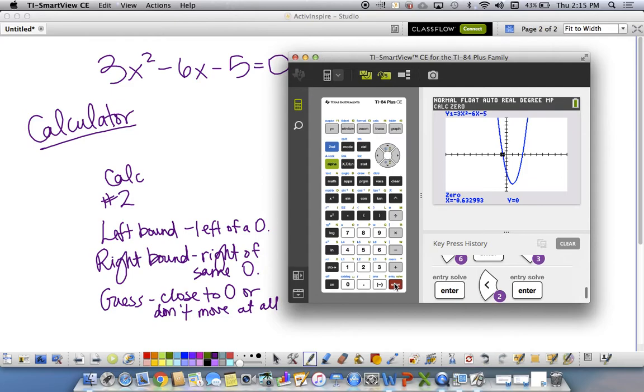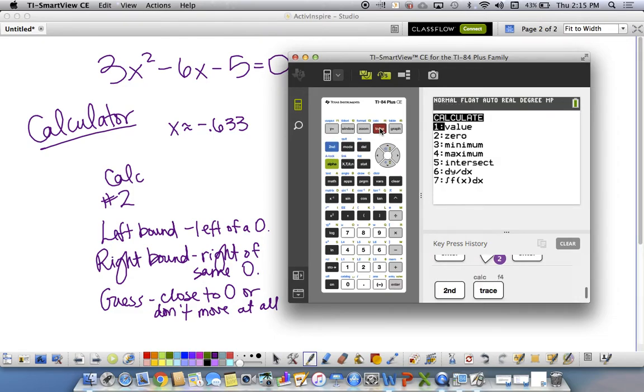Now your y value should be 0, correct? Your x value is what we're looking for. So at this point, my x is approximately negative 0.633. Well, that's only one of my zeros. I have to start again. Not all the way putting the equation in, but you have to go back to second trace, which is your calculate button, and do the whole thing over again.